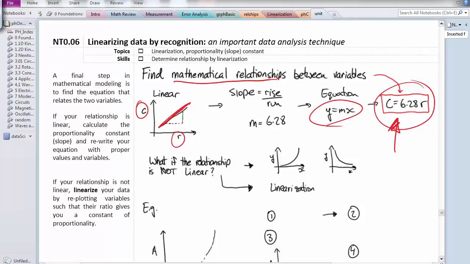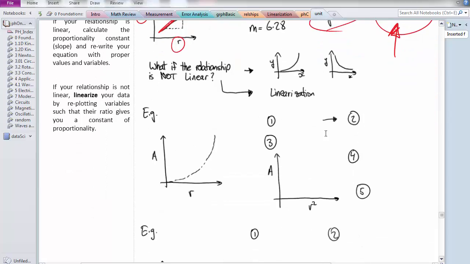Very often in physics, the relationship between two variables is not linear, but we still do want to get the general equation. There are different ways of doing this, and one basic way is to linearize our data. If the relationship is not linear, we're going to replot the variables so that it does give us a linear relationship. How do we do that?